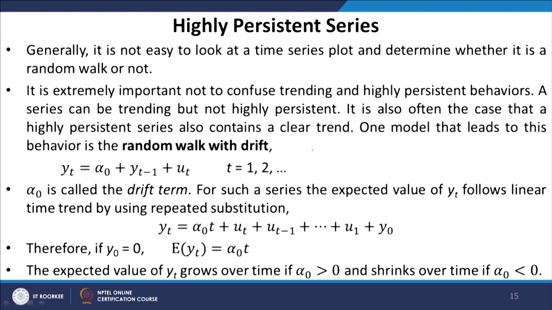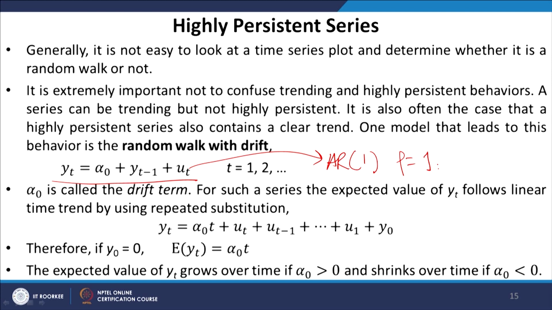So, the trend, the way we have understood it so far or discussed previously, is a deterministic trend, and it is sometimes possible that a highly persistent series, a random walk series, also contains a clear-cut trend. One model that leads to this behavior is the random walk with drift. So, this is a series with random walk with drift. You can see that this is very similar to the AR(1) model that was considered in the beginning, except for the fact that here rho has taken the value 1. So, alpha naught is called the drift term.